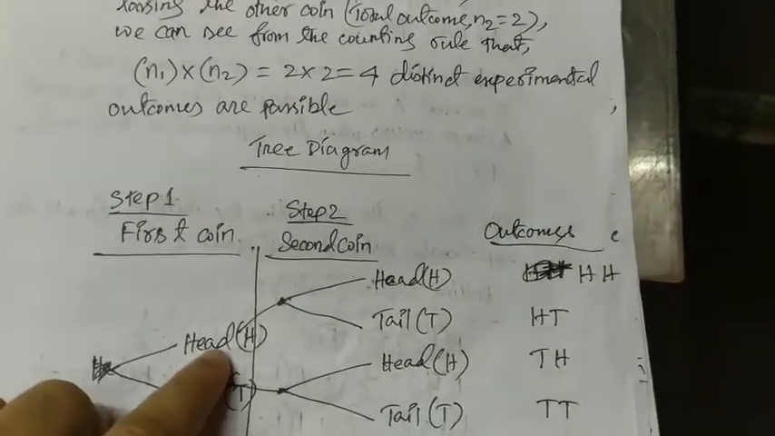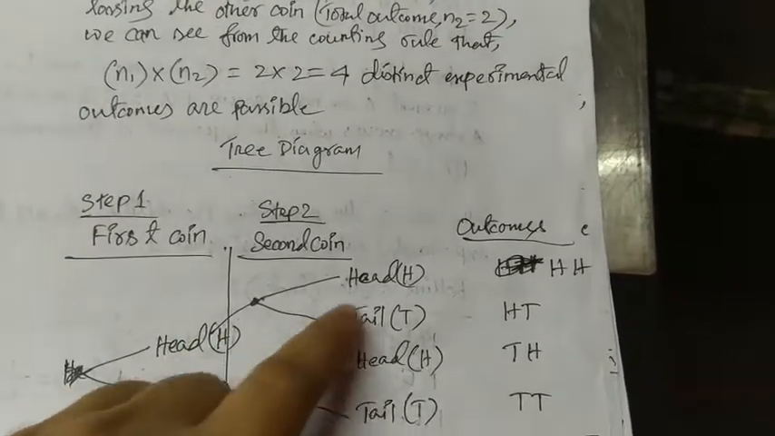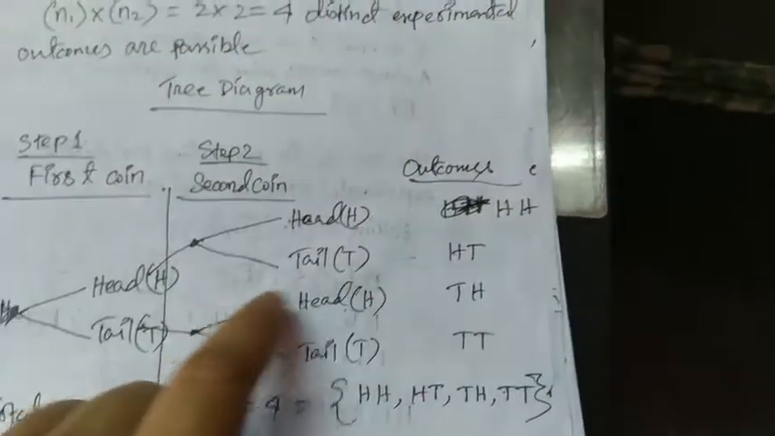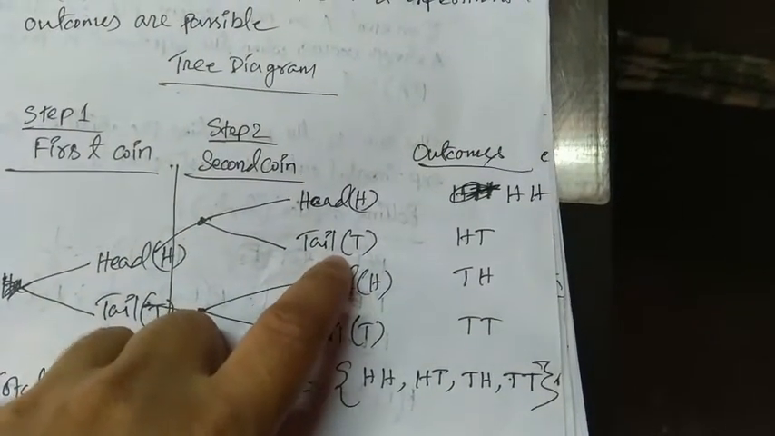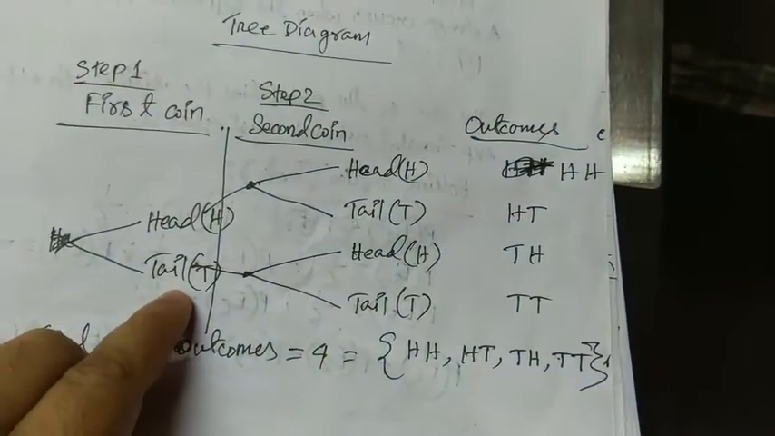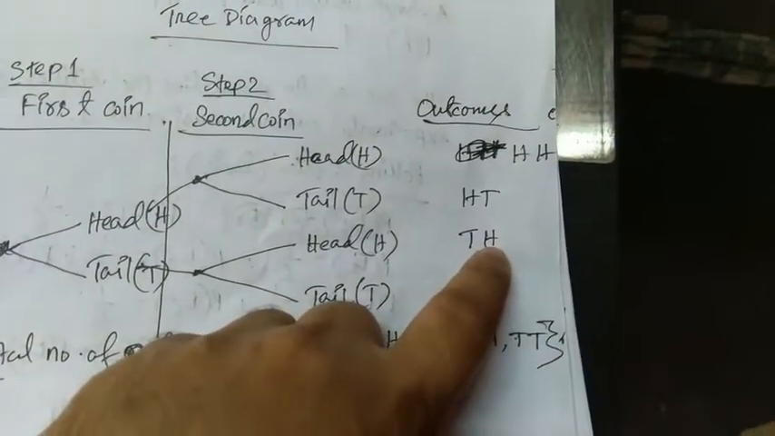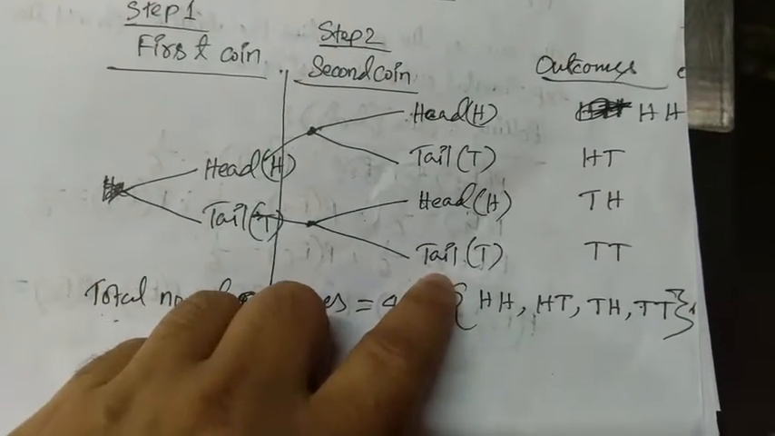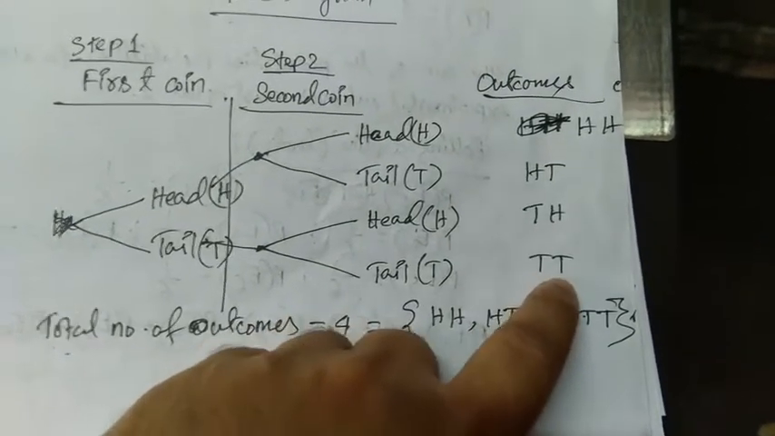So if you get head from the first coin, you may get head also from the second coin. That means you may get both heads from the 2 coins. You may get head from the first coin and tail from the second coin. Again, you may get tail from the first coin and head from the second coin. You may get tail from the first coin and also tail from the second coin.